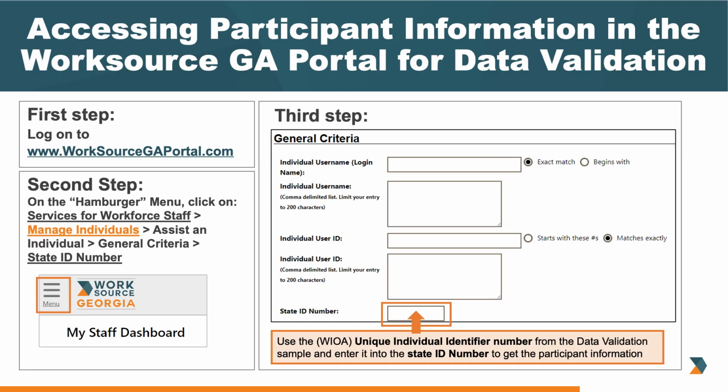Let's get back to how data validation is accomplished. After logging on to the WorkSource Georgia portal and accessing administrative reporting, the data validation reviewer or program specialist obtains a random electronic data sampling. When validating data, the participant's unique individual identifier number is used from the data validation sample to obtain the participant information.